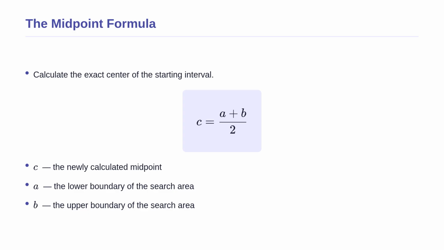Conceptually, this is the mathematical equivalent of opening the dictionary exactly in the middle. If A and B are far apart, our search area is large. By finding C, we are preparing to cut that search area perfectly in half, zooming in on the true root.